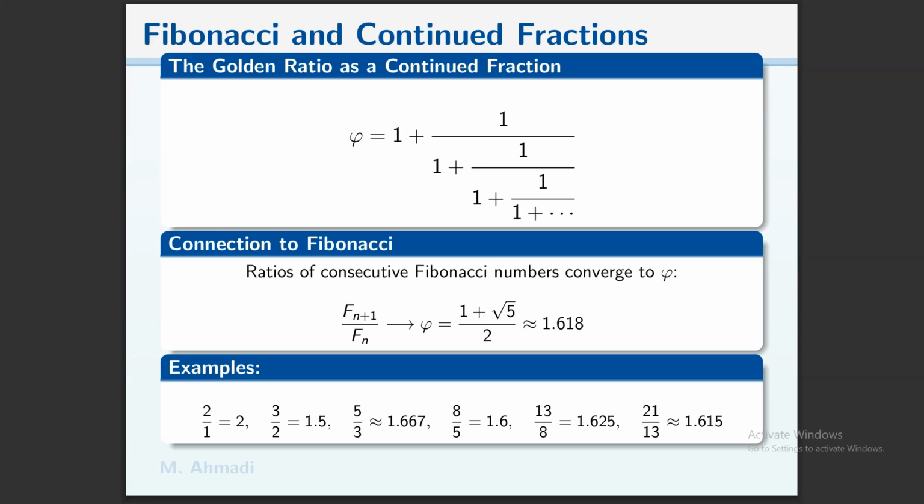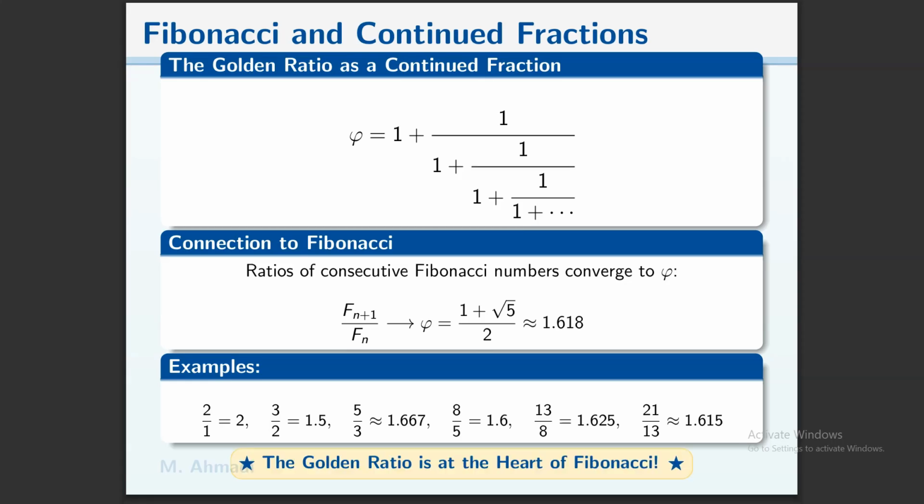approximately equal to 1.615. It is close to the golden ratio. So for the continued fraction, the ratio of consecutive Fibonacci numbers converges to phi. So Fn plus 1 over Fn goes to phi, which is approximately 1.618. So also in this application, the Fibonacci numbers appear in continued fractions.